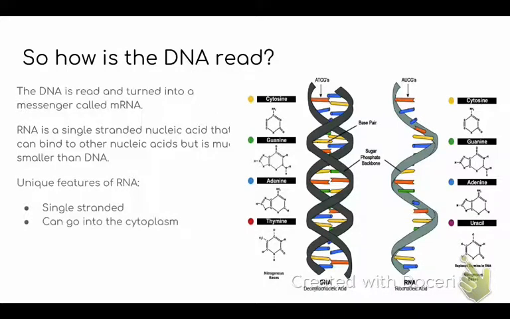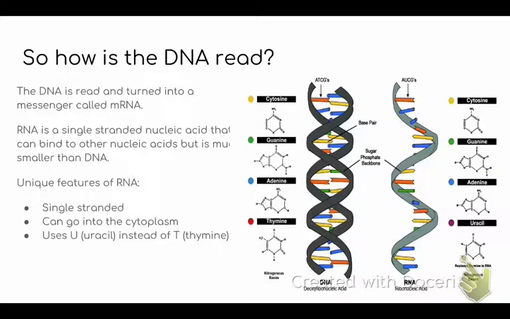It can go into the cytoplasm, right? The DNA is really big, so it's locked up in the nucleus. It cannot get out of the cell to where the ribosomes are. So we need that messenger RNA that's smaller, single-stranded, and can go out into the cytoplasm.